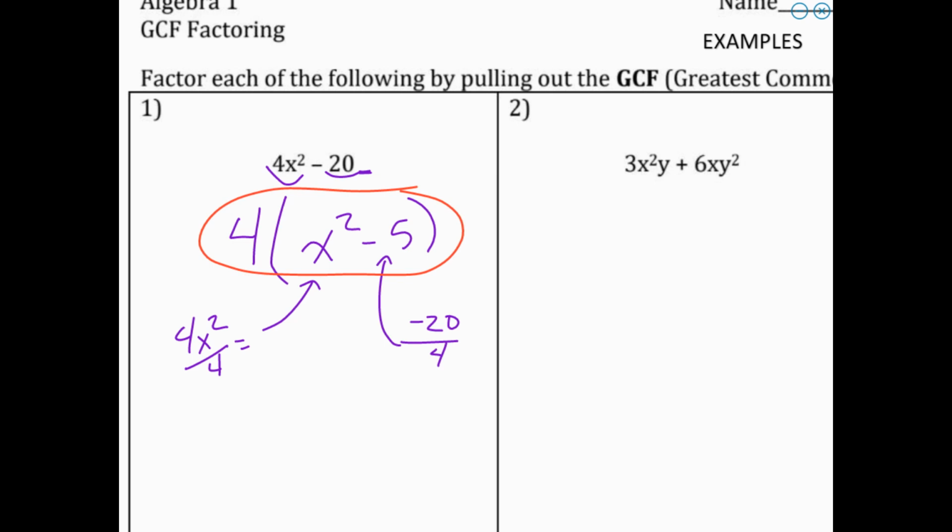If I distribute that back and do 4 times x squared, I will get 4x squared, and 4 times negative 5, I get negative 20. So I did that correct. Okay, that's just my check.